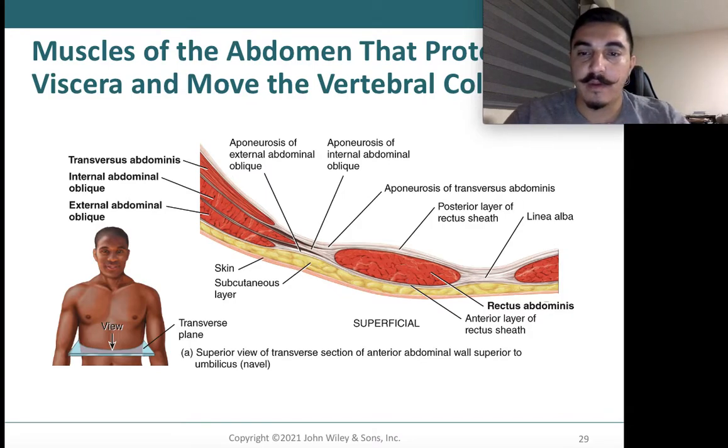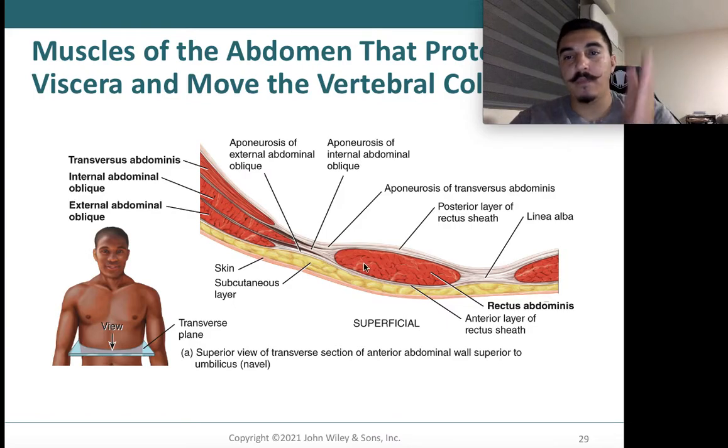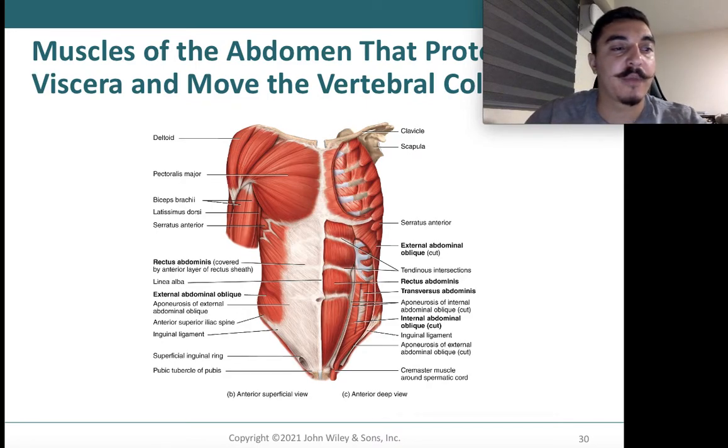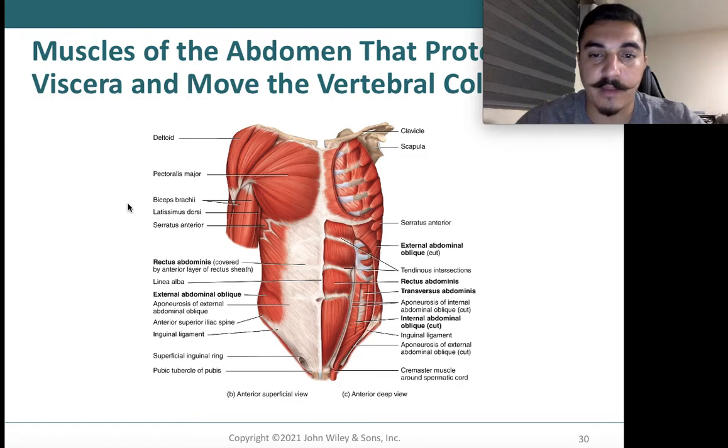Okay. Here's our rectus abdominis to the midline. Transverse coming across. Internal oblique, external oblique, the inside and the outside, obliques at an angle in the abdomen. Okay. So here are the muscles that are also going to help us protect those areas. So here it is. Here's our rectus abdominis. Here, external oblique near the outside.